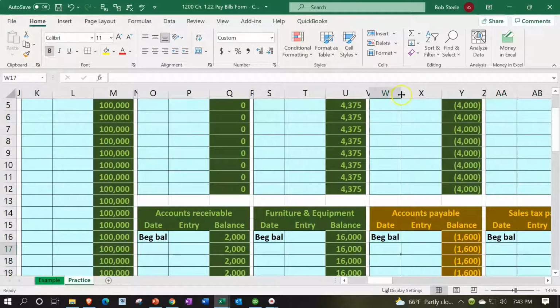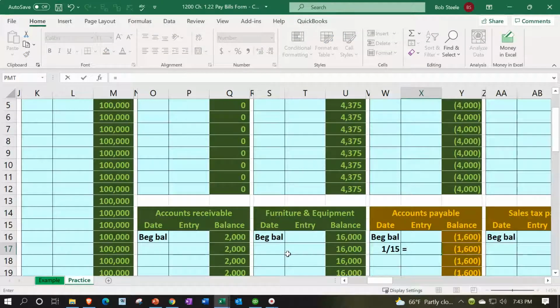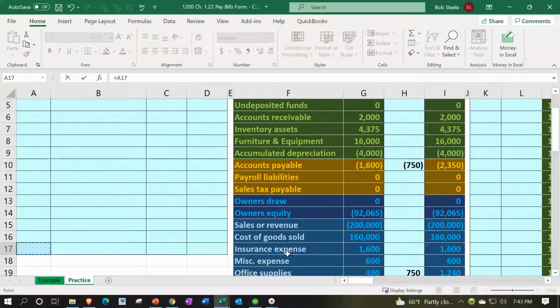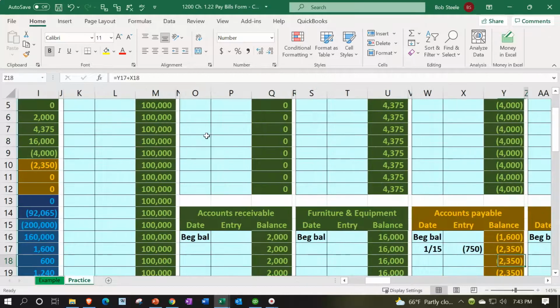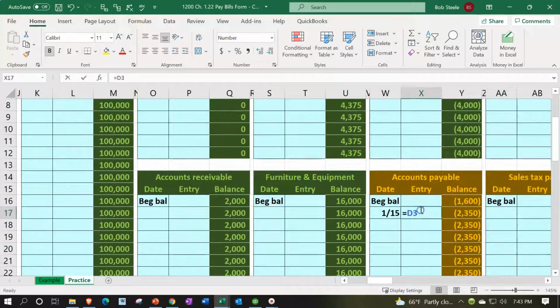I'm in cell W17. 115 here. Now I'm in cell X17, equals, holding the left arrow till I hit the wall, scrolling up to the last transaction, looking for that accounts payable. There's the 750 in cell D3, enter. I'm going to double click on this item. You can see you could just memorize and type in D3.